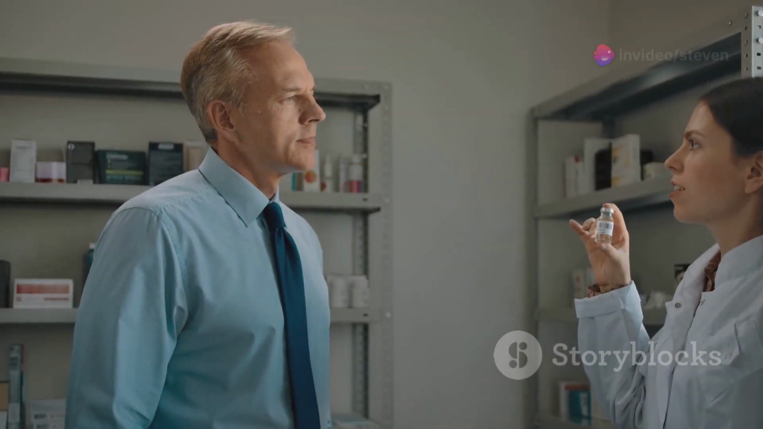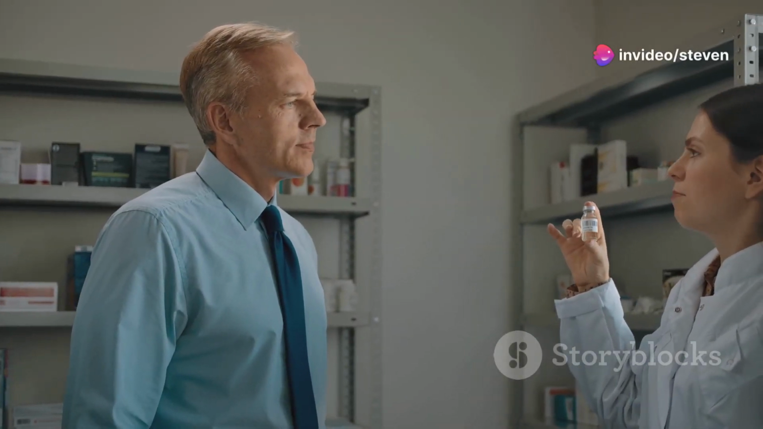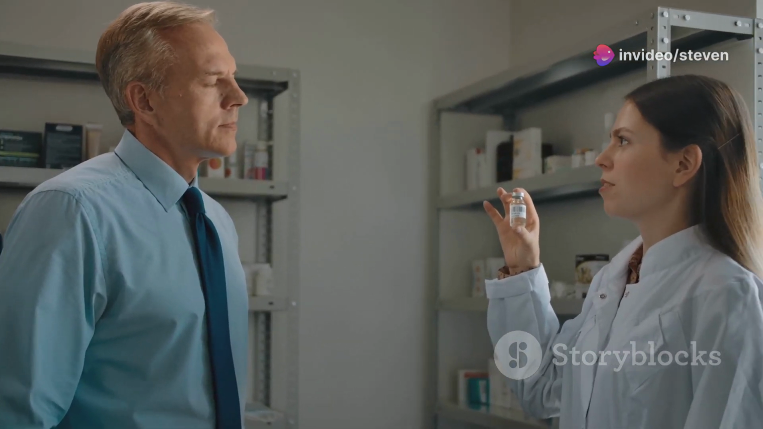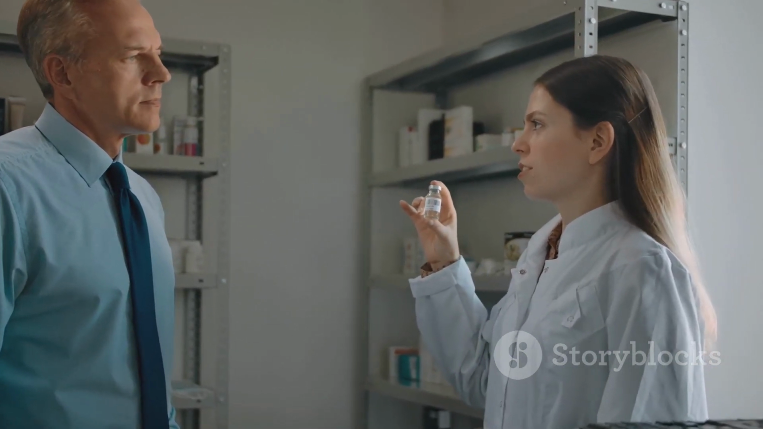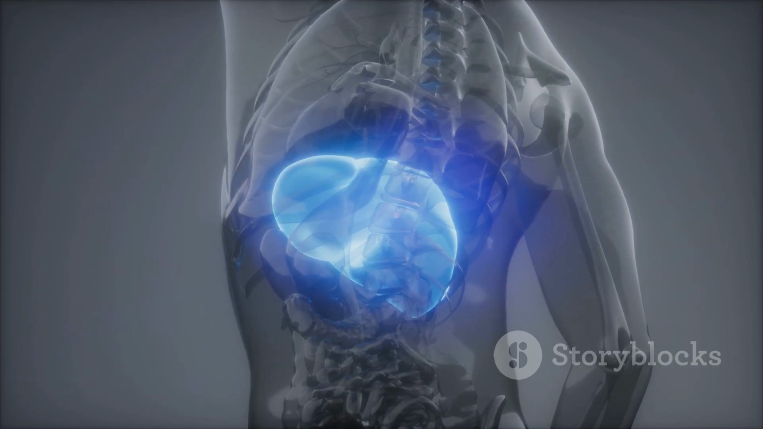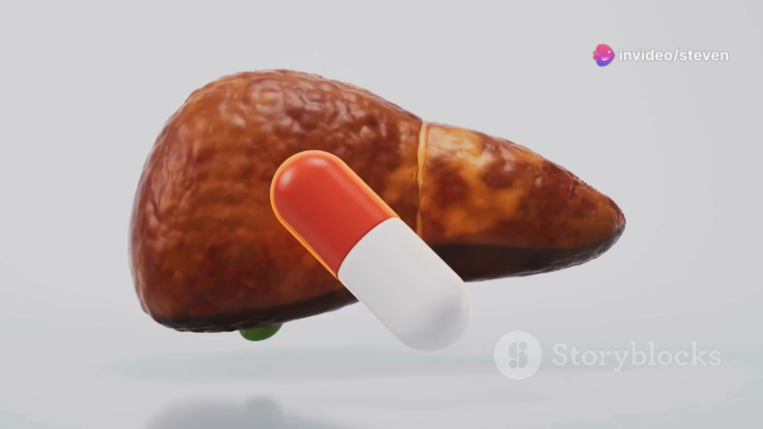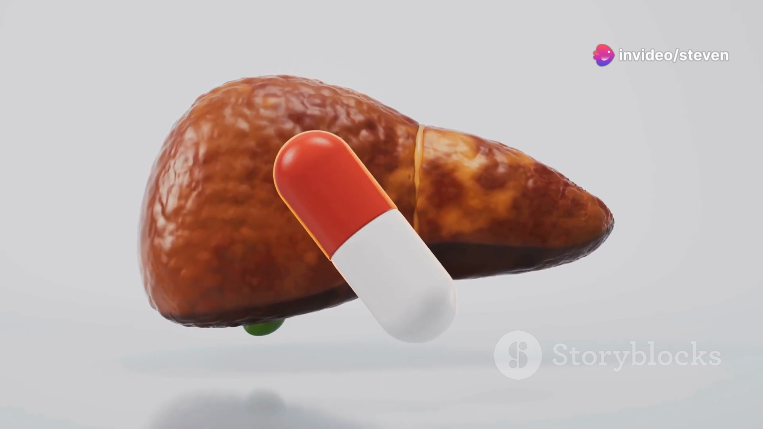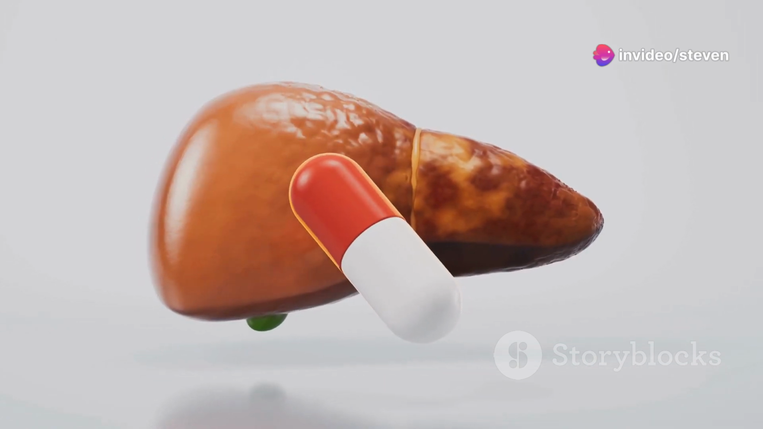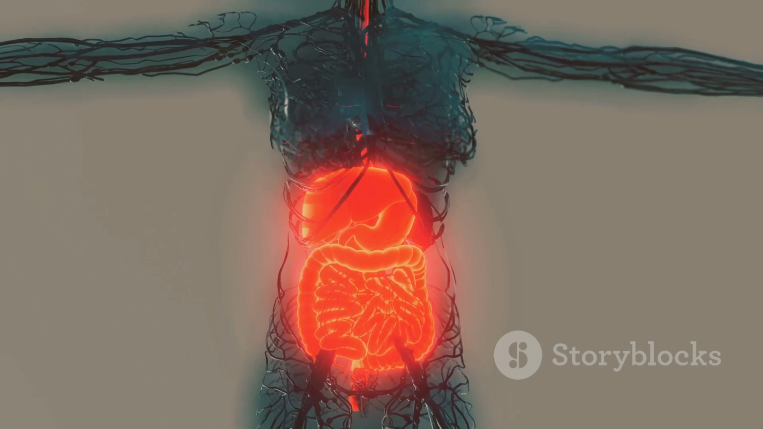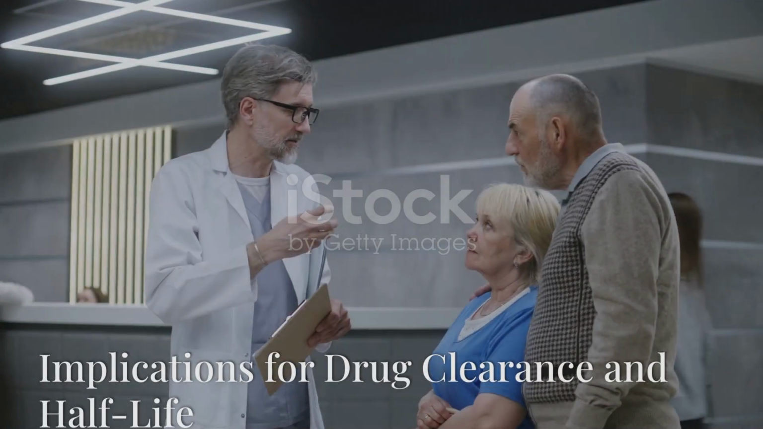As we delve into pharmacokinetics in older adults, our focus shifts to the liver, a crucial organ for drug metabolism. The liver breaks down medications into metabolites, transforming them for elimination. With age, the liver's ability to metabolize drugs declines due to reduced liver mass. This leads to slower drug clearance and increased drug levels in the bloodstream.